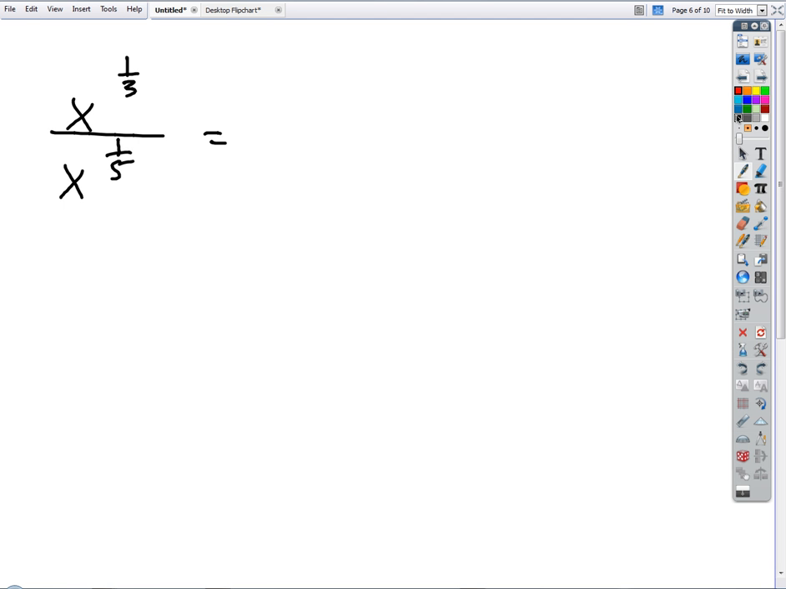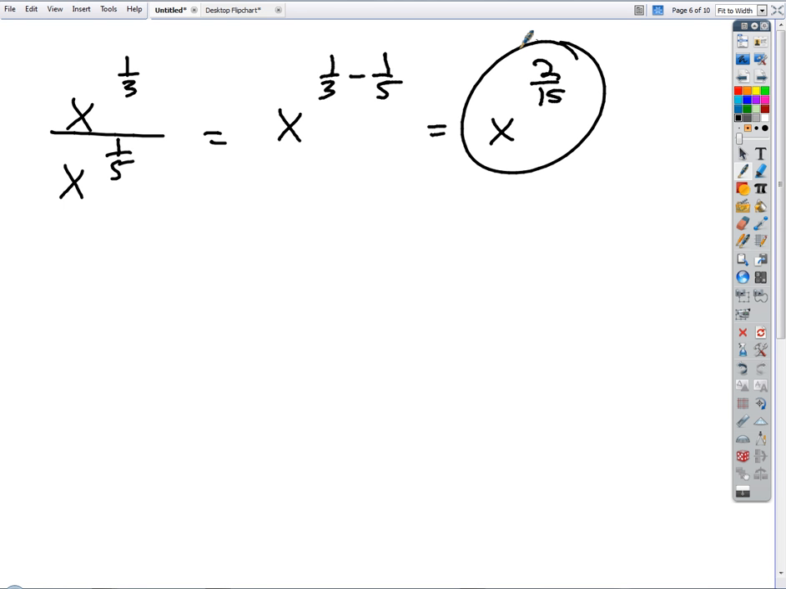Okay, so the base stays on the top, and you get x to the 1/3 minus 1/5. A common denominator is still 15. 1/3 is how many 15ths? 5. Minus how many 15ths? So 5 15ths minus 3 15ths is 2 15ths. Done. That's it. That's really no trick. Same stuff we did in chapter 6. Only thing that's slightly harder is that they're fractions, but you need to practice with that anyway.